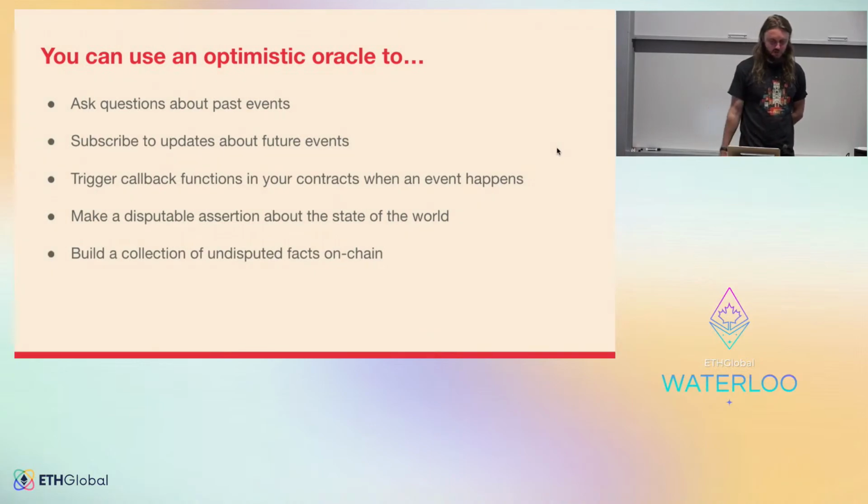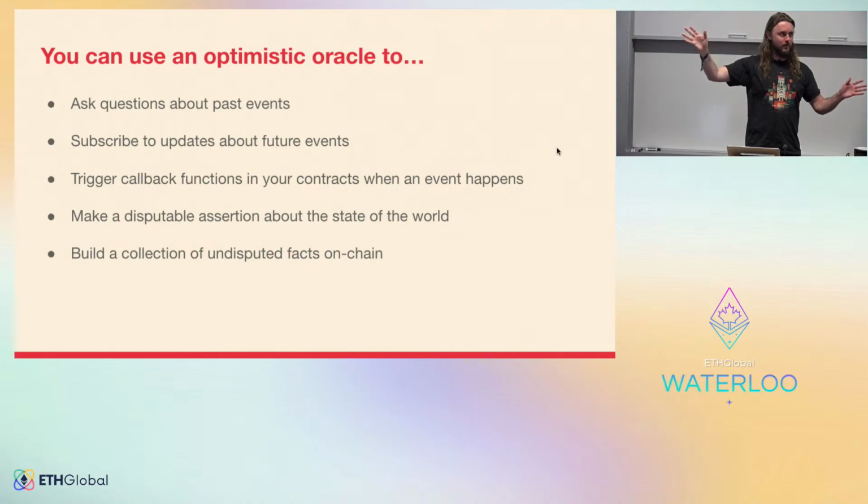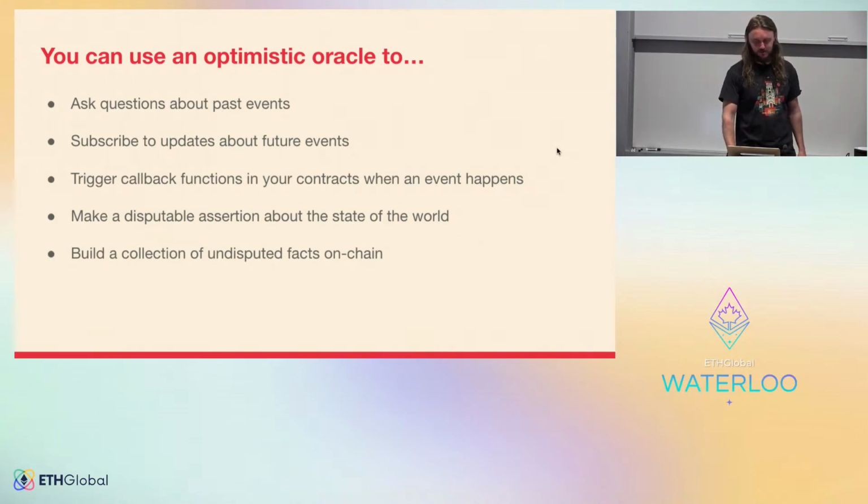So yeah, just running back, all kinds of stuff. I think it's important to remember that this optimistic oracle is not just for delivering data. Because you have these callbacks, you can use it to automate things that you want to have happen in response to something that happens somewhere else on chain or on a different chain or in the real world. You're triggering things based on almost anything as long as it's publicly verifiable. And one interesting use case is to build a collection of undisputed facts on chain that you can use to build other things. And we've had previous hackathon projects that were exploring that.